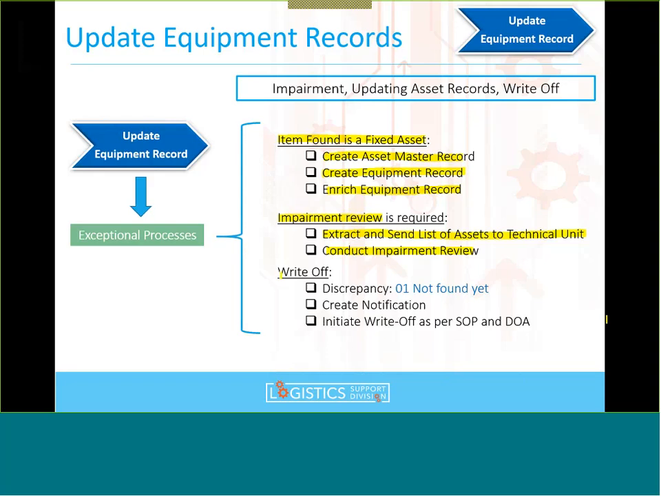And again, to just finalize the exceptional processes here, we have write-off with the discrepancy not found yet. Of course, if in the case that we cannot, after searching for this equipment, still say that yes, the discrepancy is 01 and it's not found yet, we'd have to initiate the write-off process by creating a notification and initiating write-off as per SOP and DOA. Okay, so we're just going to go over these exceptional processes here in the slide. We're not going to go into them in detail.